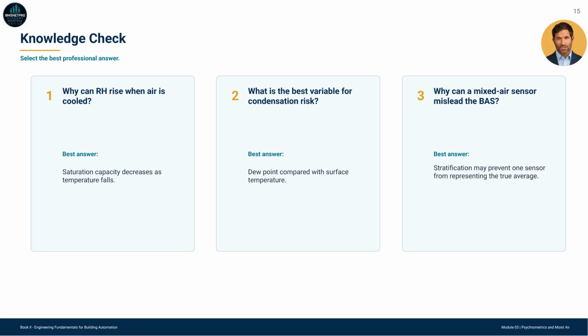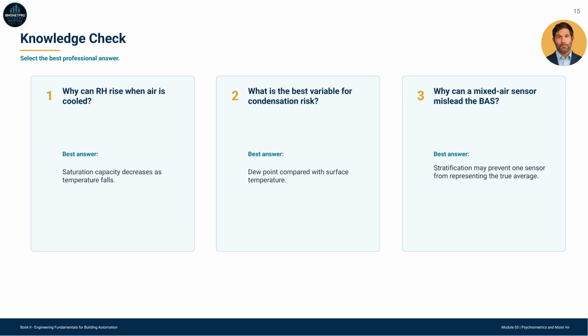Let's pause for a knowledge check. First, why can relative humidity rise when air is cooled? Because the air's saturation capacity decreases as temperature falls, even if no moisture is added. Second, what is the best variable for condensation risk? Dew point compared with surface temperature. If the surface is below dew point, condensation risk exists.